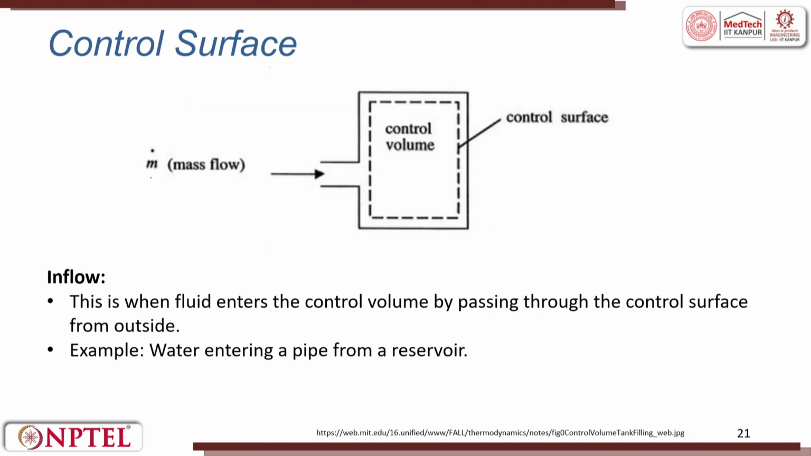So, across a control surface there is m dot, the mass flow rate, the mass is flowing. This is a control surface, as this is a control volume and there is a control surface. The inflow is when fluid enters the control volume by passing through a control surface from the outside. For example, water entering a pipe from a reservoir.